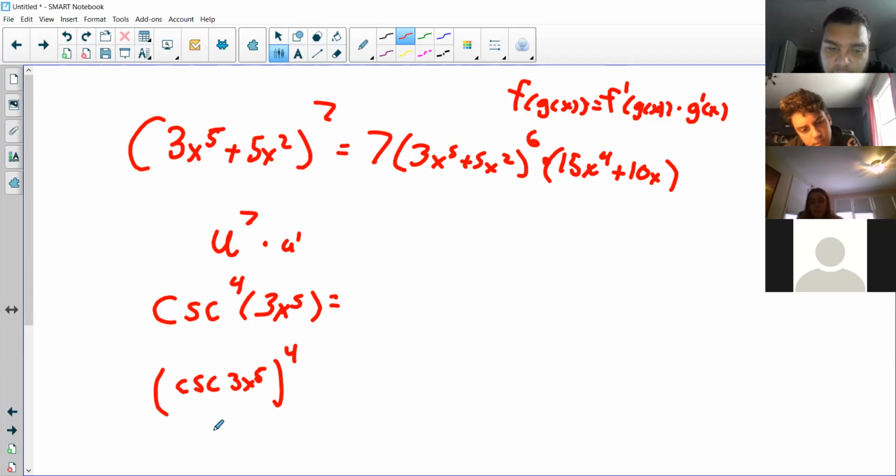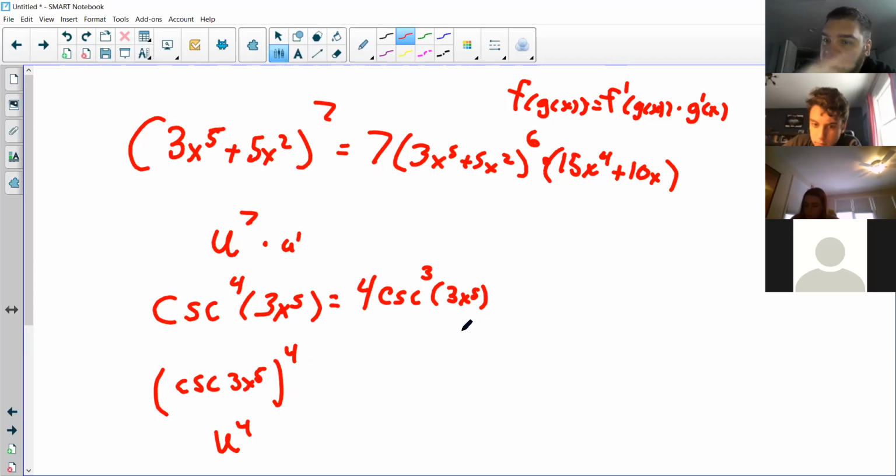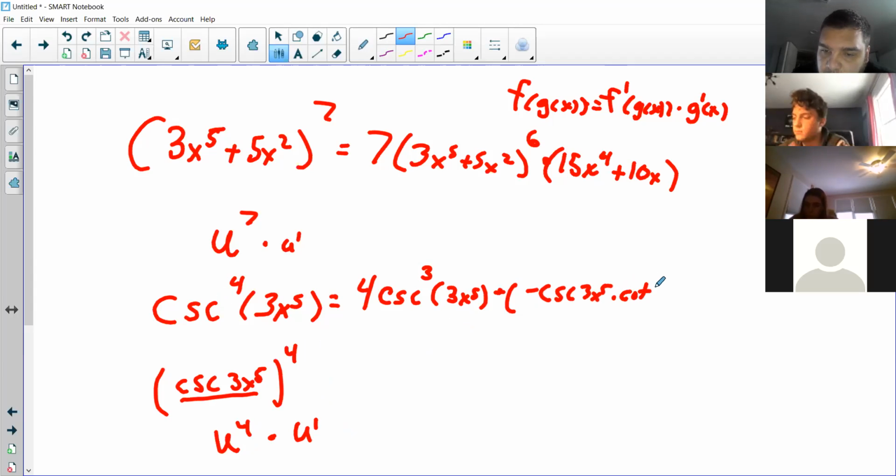So this is actually a bigger chain rule where it's u to the 4th first. So I'm going to bring down the 4th power, which is 4. U is going to stay the same, cosecant. It's going to get reduced by a power, which is 3, times the inside, which stays exactly the same, cosecant 3x to the 5th. Now I need to multiply it by its u prime. So I have to multiply it by the derivative of cosecant 3x to the 5th, which is negative cosecant 3x to the 5th times cotangent 3x to the 5th.